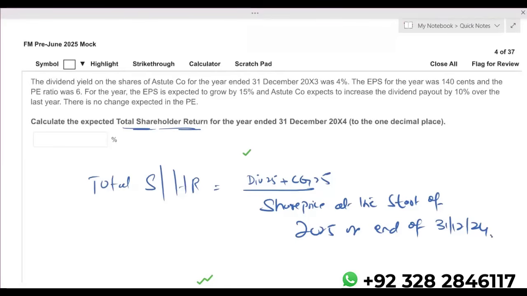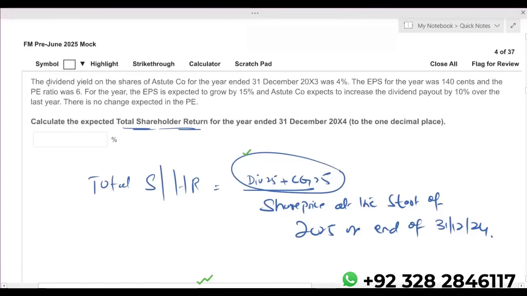Or there's a possibility that examiner might give me the price at the end of December 24. But basically, for shareholders return, I need to have two things. One is the dividend, expected dividend, and another is capital gain. Share price, either examiner gives you the share price at the end of the previous year or at the start of same year. Let's see what examiner has given us here.